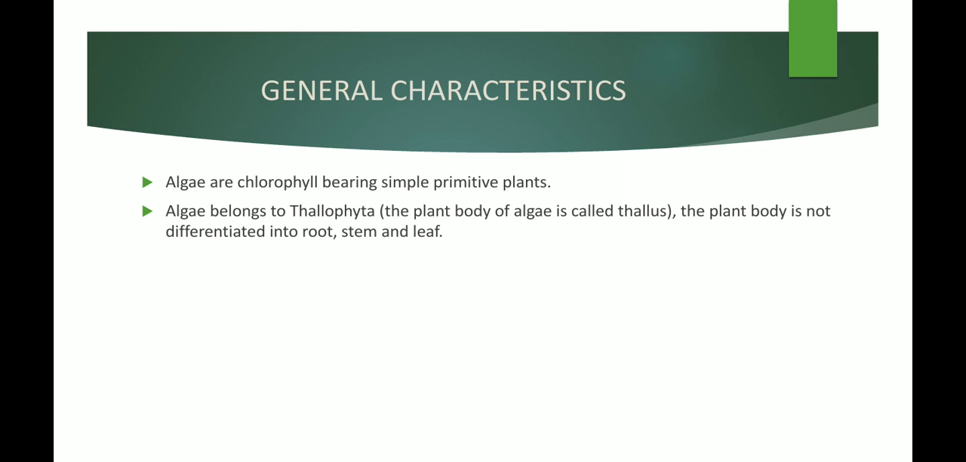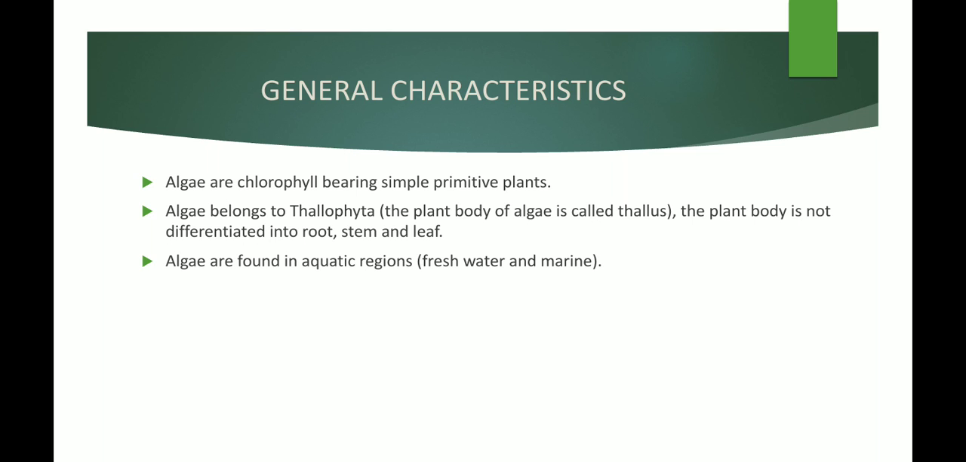So we have already learned that algae are different from plants. As I had said, algae are different from plants maybe because they do not have stem, leaf and root like plants. So that is why algae belong to a group called thallophyta. Thallophyta means the algae body is called thallus, which means that the body is not differentiated into root, stem and leaves. Such a group of plants are called thallophyta, and algae belongs to thallophyta.